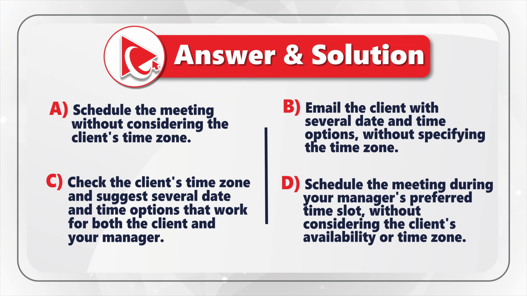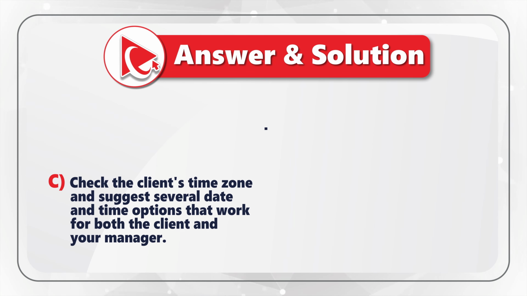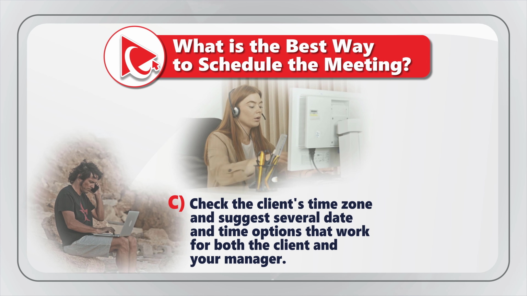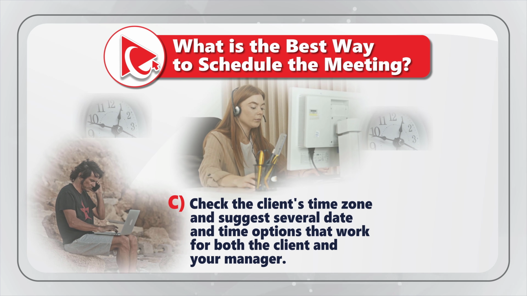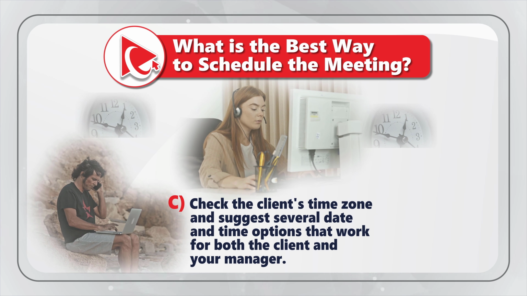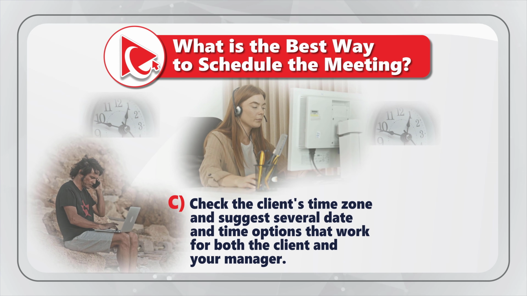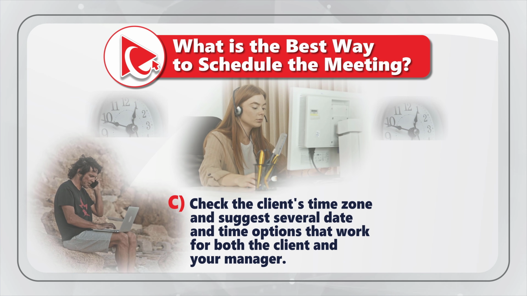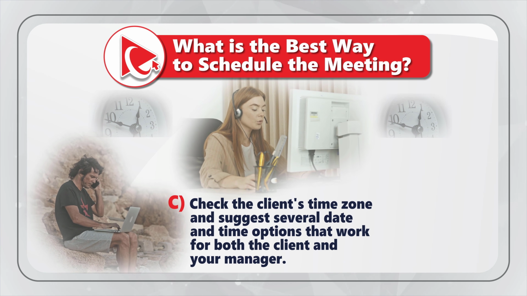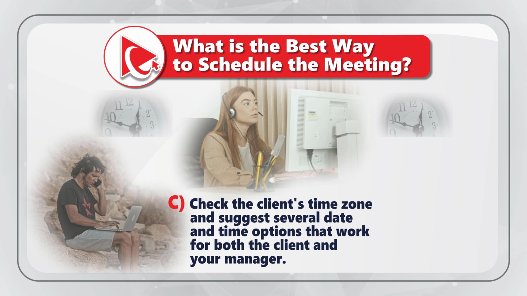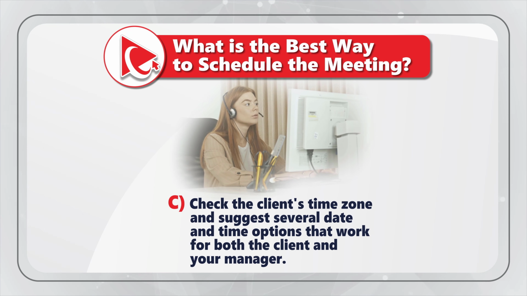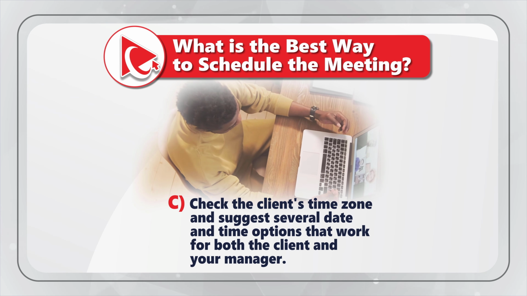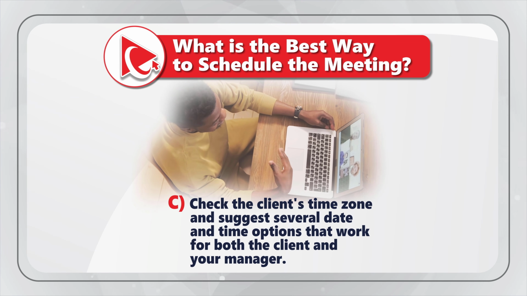I believe the correct answer here is choice C. Option C is the best choice because it takes into consideration the client's availability and time zone. There are 2 stakeholders in this action, your manager and your client. And you need to check the time zone and suggest several date and time options that work for both the client and your manager. This will ensure that the meeting is scheduled at a convenient time for both parties, and this minimizes the risk of confusion and miscommunication.